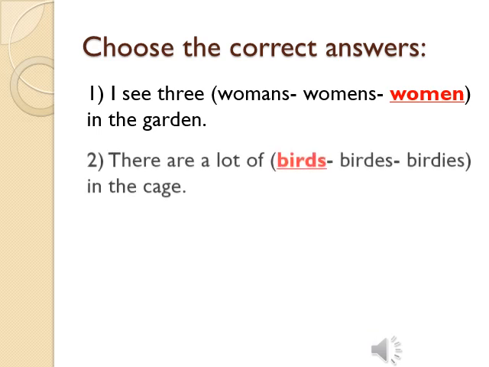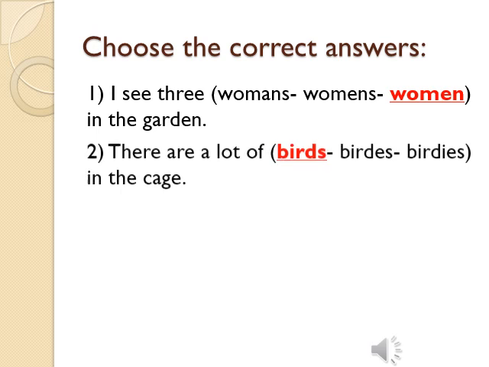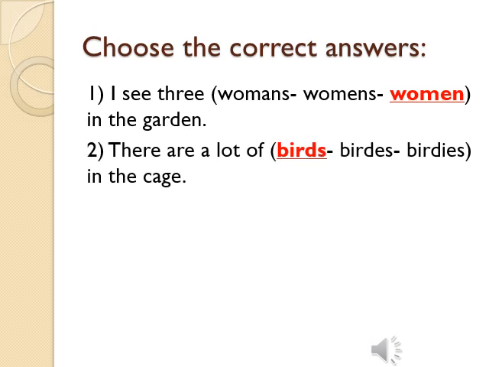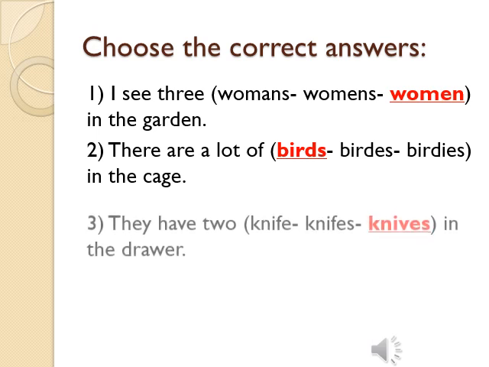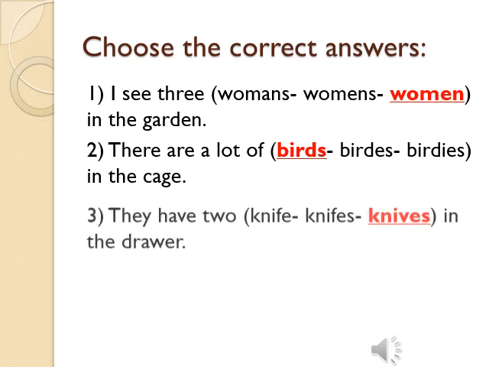Number 2, there are a lot of birds with s, birds with es, birds with ies in the cage. Here we will choose "birds" with s because we don't have sh, ch, ss, s or x, and we don't have y to change it into ies.